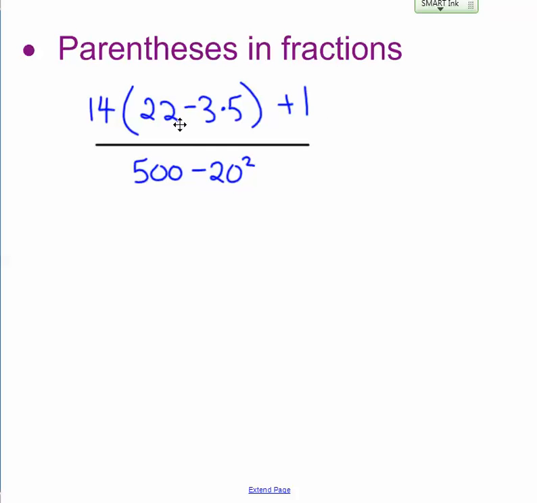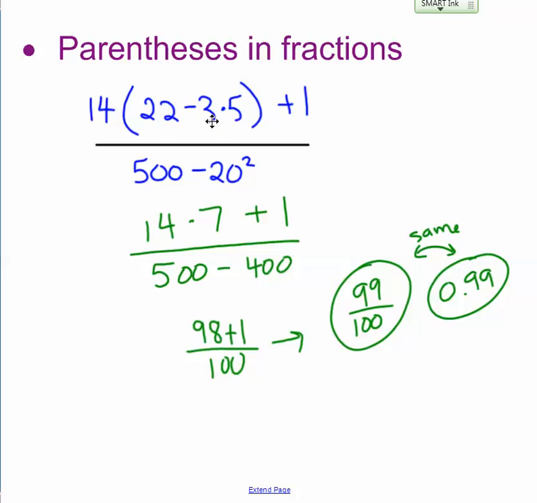You do the brackets first, and you do what's in the brackets in order of operations. Then you do everything on the bottom in order of operations, and the last thing you do is simplify that division. So we did this first. So 15 is 3 times 5, and 22 minus 15 is 7. This means 14 times this number, so it's 14 times 7 plus 1 on top. On the bottom, we have 500 minus 20 squared is 400.